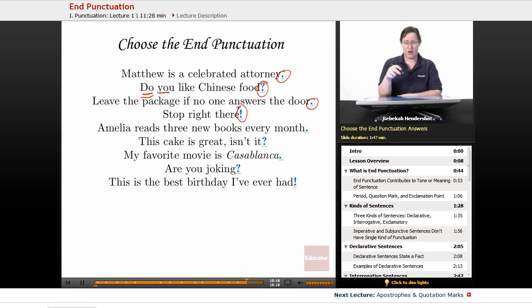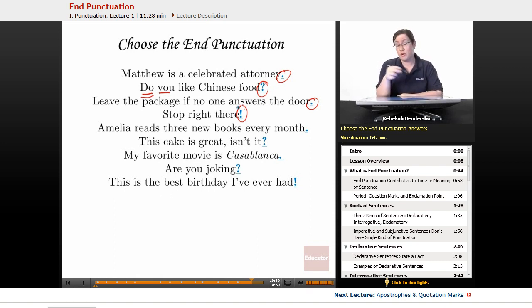Stop right there. Now, if you put a period for stop right there, that's totally fine. You can say stop right there and you're not shouting it. But in this case, usually if you want someone to stop right away, you probably are going to be shouting it at them because, for example, if they don't stop, they're going to walk over a cliff. So, stop right there gets an exclamation point.